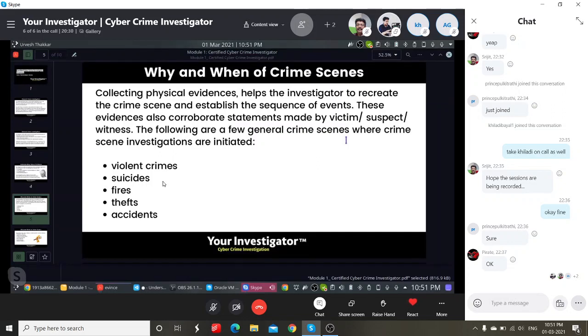What does it actually mean? It means that the evidence we are collecting helps the investigator understand whether the statements made by the suspect, the victim or the witness actually match or not. Are they true or are they false?